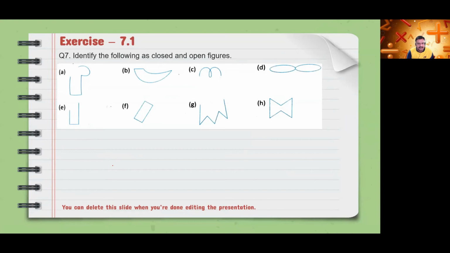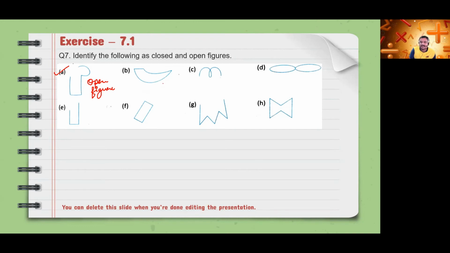Question number 7. Identify the following as closed and open figures. The first one is open figure. What is the reason? Because its initial and end points are different. So that's why it is an open figure.